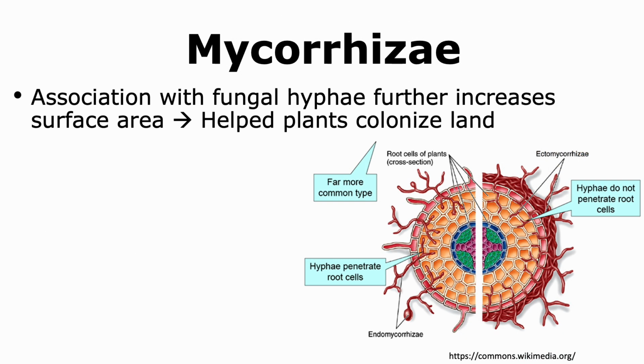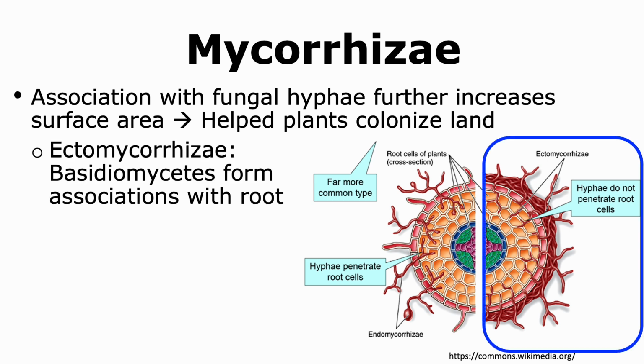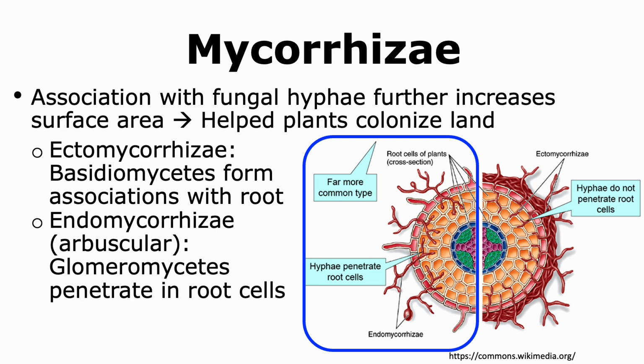There is evidence that this association of fungi with plant roots helped plants colonize land and become more terrestrial. There are two main types of mycorrhizae. Ectomycorrhizae are those where some members of Basidiomycota associate with the roots, but the hyphae or mycelia do not penetrate the root cells. On the other hand, endomycorrhizae are when the fungi that belong to the group of Glomeromycota associate with the plant root cells and are able to penetrate through the cell wall of the plant root cells. It should be noted that they do not penetrate the plasma membrane. These mycorrhizae are also called arbuscular mycorrhizae.